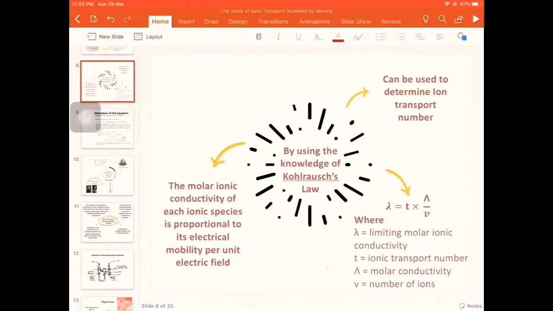And the second term is the ionic transport number. This term was introduced by Hittorf in 1853, and can be defined as the fraction of the total electrical current carried in an electrolyte by a given ionic species. Differences in transport number arise from differences in electrical mobility. The ionic transport number is used to identify the movements of the ions inside an electrolyte system.